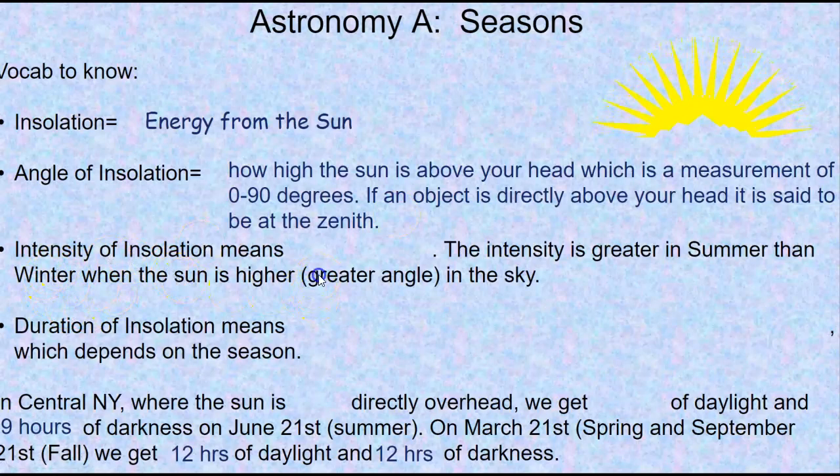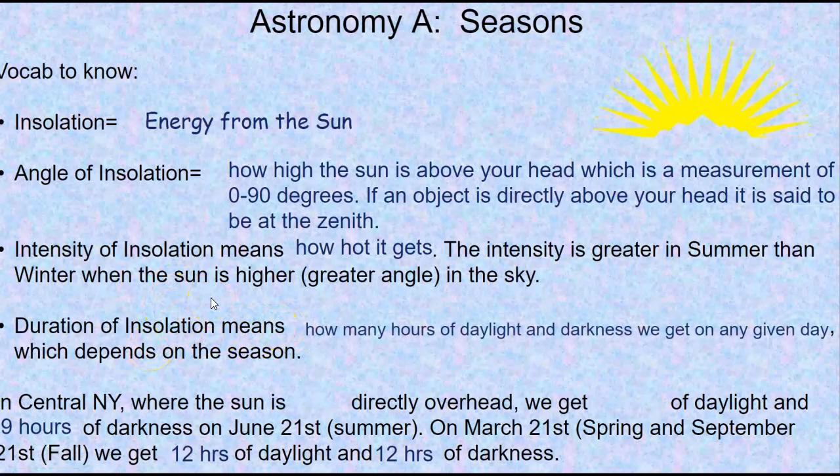Intensity of insolation just means how hot is it getting? The intensity is greater in the summer than in the winter because we have a greater angle of insolation, or the sun is higher in the sky. So the duration of insolation just means how many hours of daylight or darkness do we get on a certain day, which also depends on the season, as I talked about in the last slide.